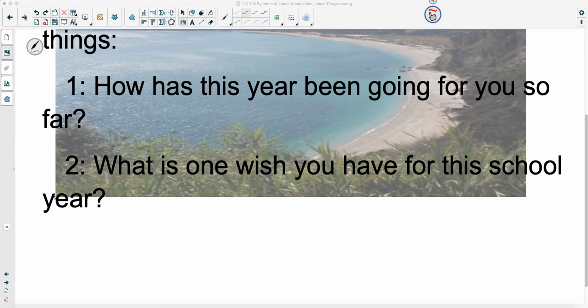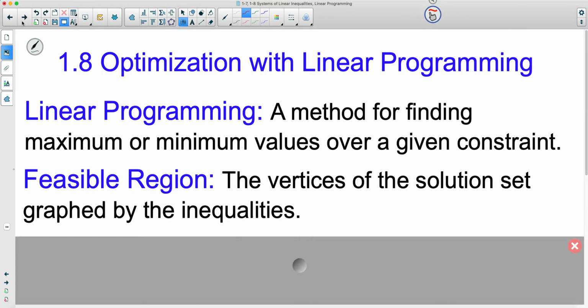We're going to finish up here with 1.8. We'll do a couple examples. This is going to be a new topic for you. It's called optimization with linear programming. Linear is lines. So we're going to have lines that represent specific scenarios, graph those lines, and that's going to give us some information that will help us optimize a situation.